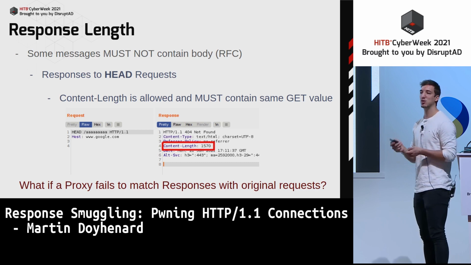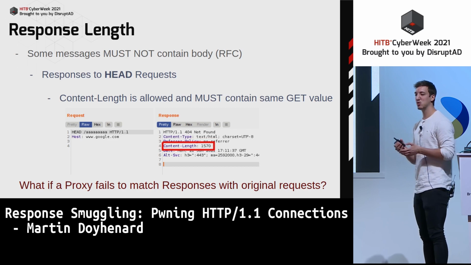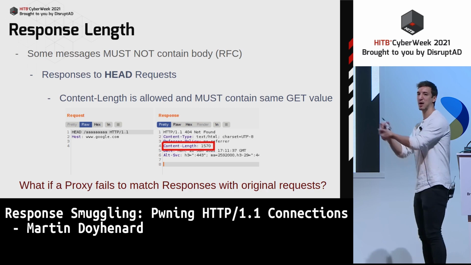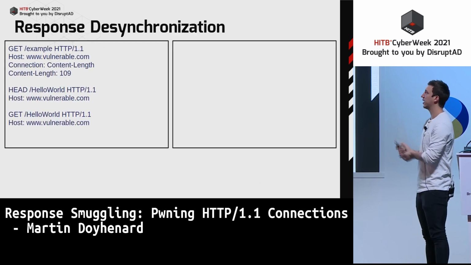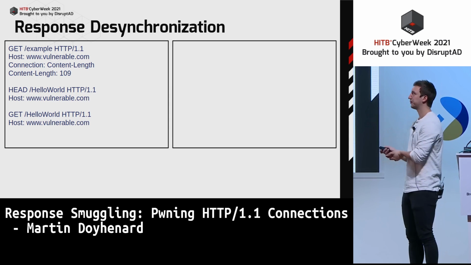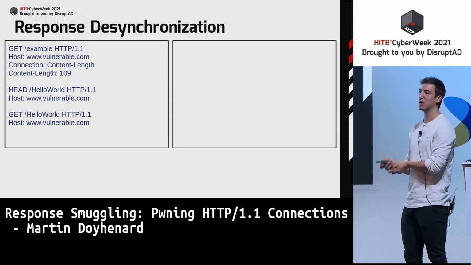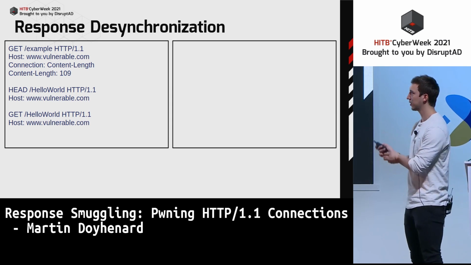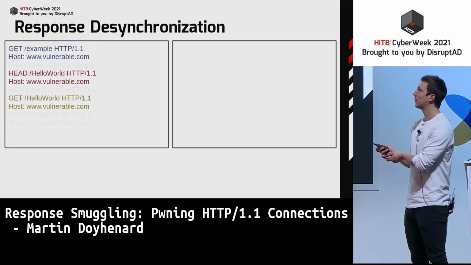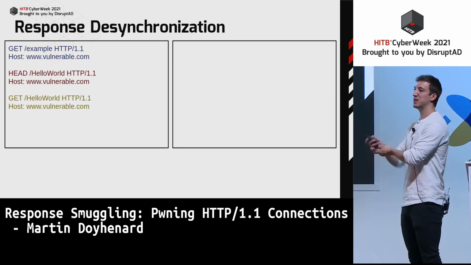But what if we are able to cause that the proxy fails to match responses and requests? So are we able to cause that the proxy believes that it issued a GET request when it actually issued a head request? And the answer is yes, we are. And we are because we are using this desynchronization attack. So if I send a GET request containing two smuggled requests, the first one using a head and the second one using a GET, this will cause that the backend split them into three.